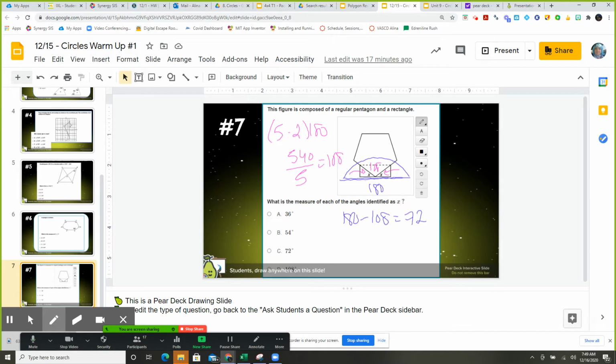And then what do you have to do to the 72? You do have to divide it because I've got two of those x's that are sharing that 72 degrees. You've got to divide it by 2. And 72 divided by 2 is 36. Questions on those? No?